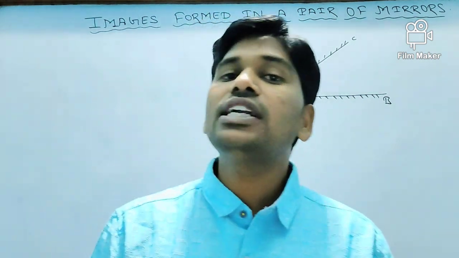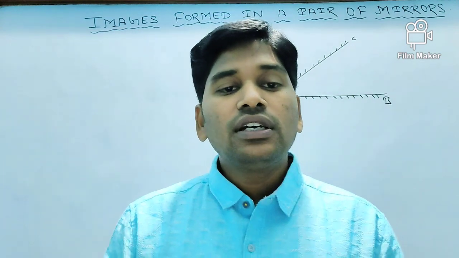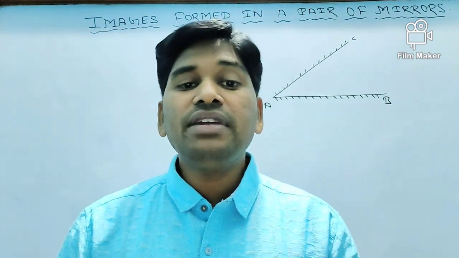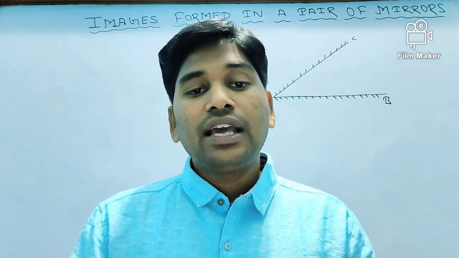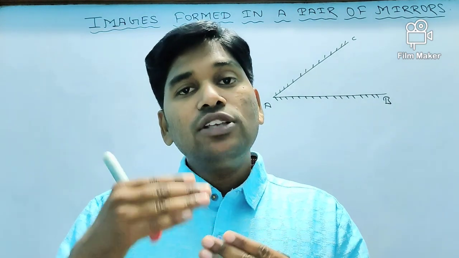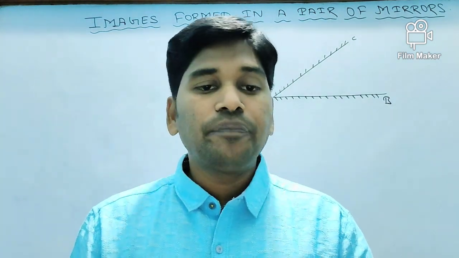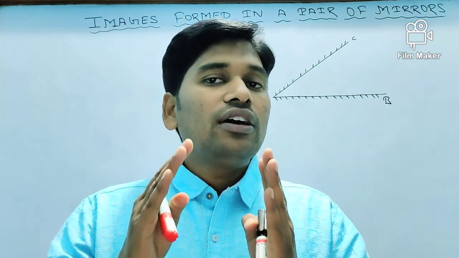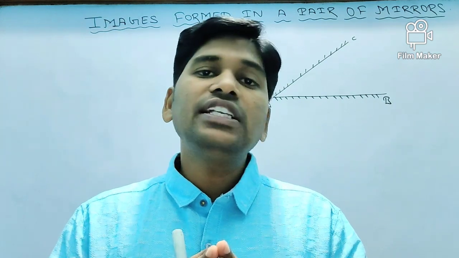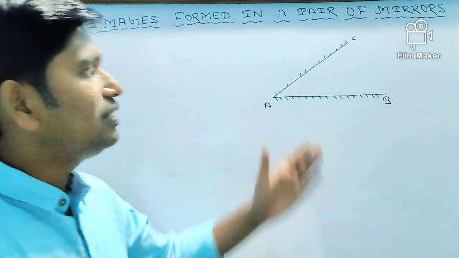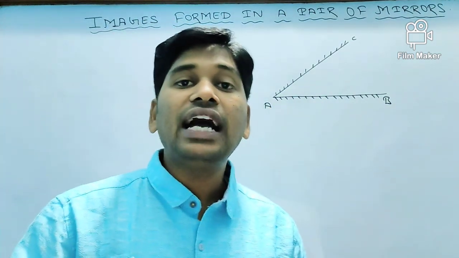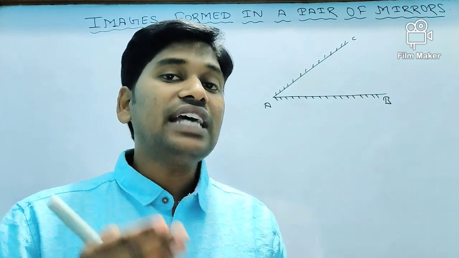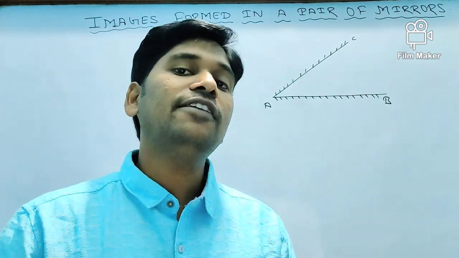Why are we getting multiple images? Because the image formed by one mirror acts as an object for the second mirror, and that's why so many images are formed. These objects and images are formed on the circumference of a circle. Now, if we see these two mirrors, where is this circle? I am saying these images and objects are on the circumference of a circle.